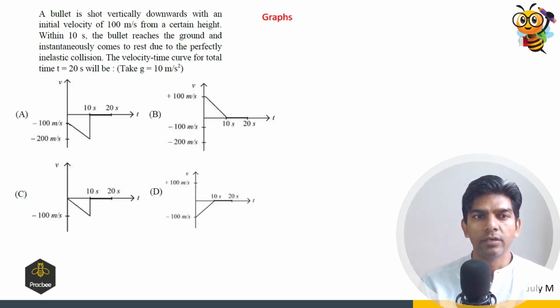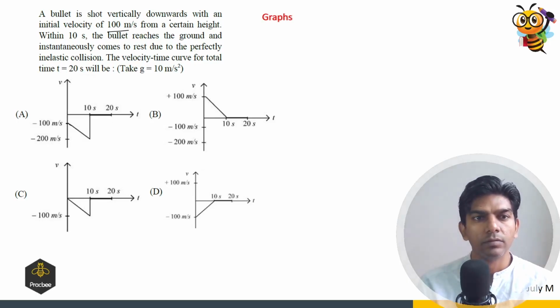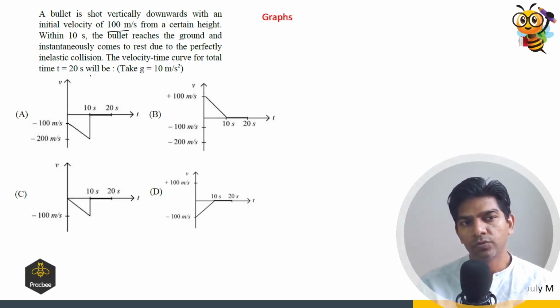A bullet is shot vertically downward with an initial velocity of 100 meters per second from a certain height. Within 10 seconds, the bullet reaches the ground and instantaneously comes to rest due to the perfectly inelastic collision. The velocity time curve for the total time t equals 20 seconds.